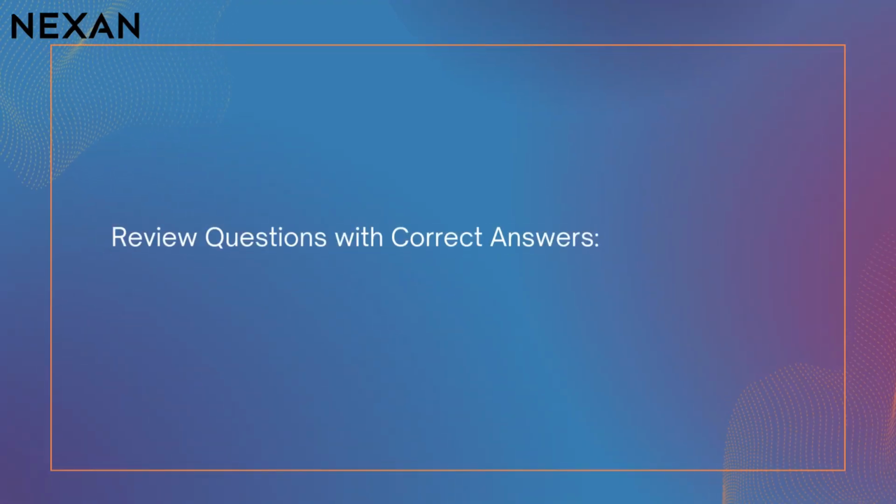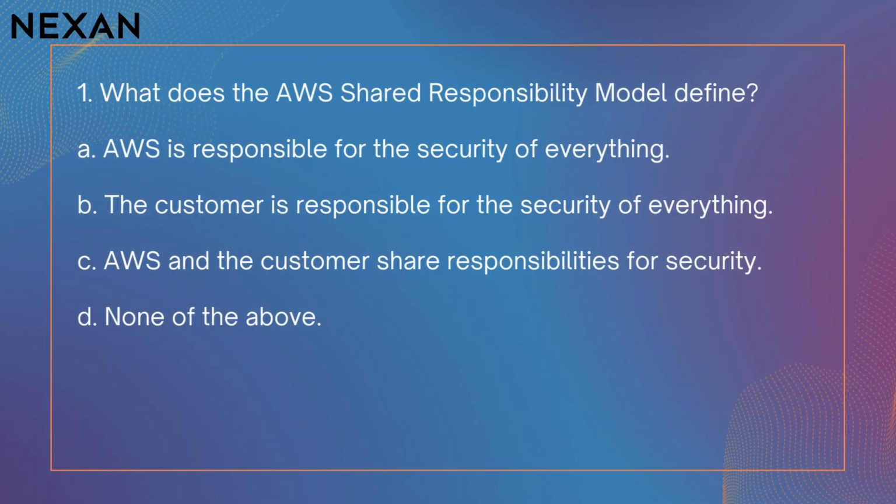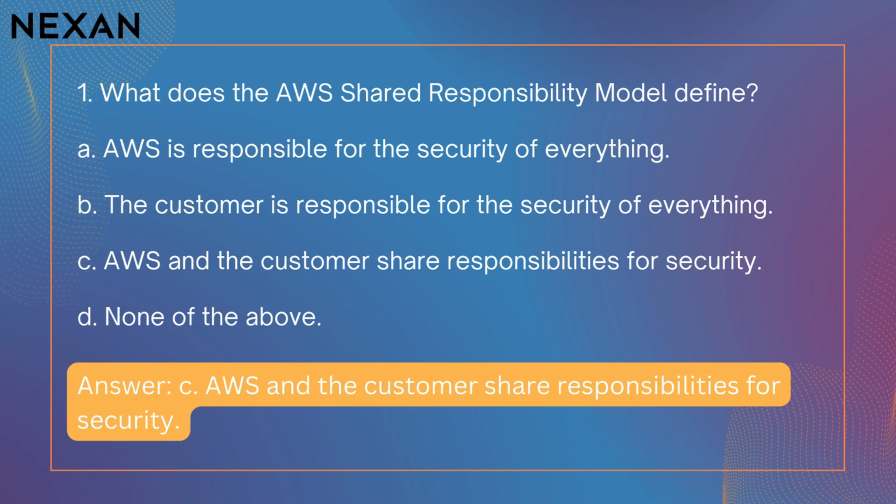Chapter 4. Review questions with the correct answers. 1. What does the AWS Shared Responsibility Model define? A. AWS is responsible for the security of everything. B. The customer is responsible for the security of everything. C. AWS and the customer share responsibilities for security. D. None of the above. Answer: C. AWS and the customer share responsibilities for security.